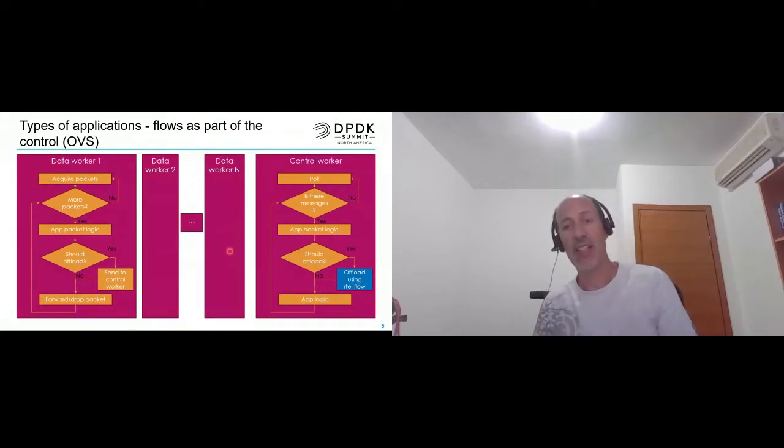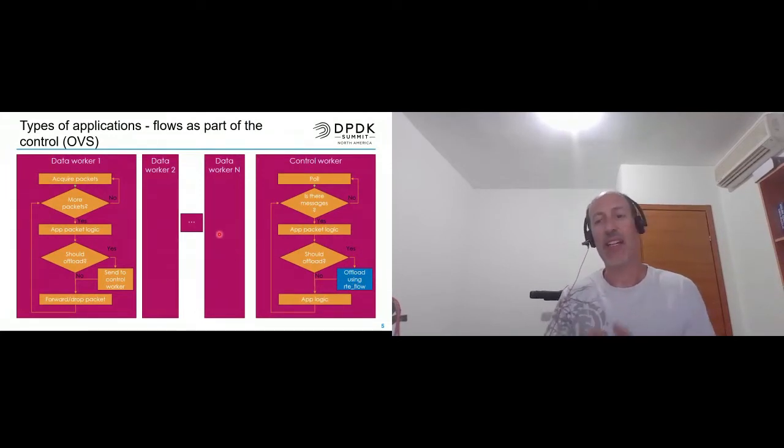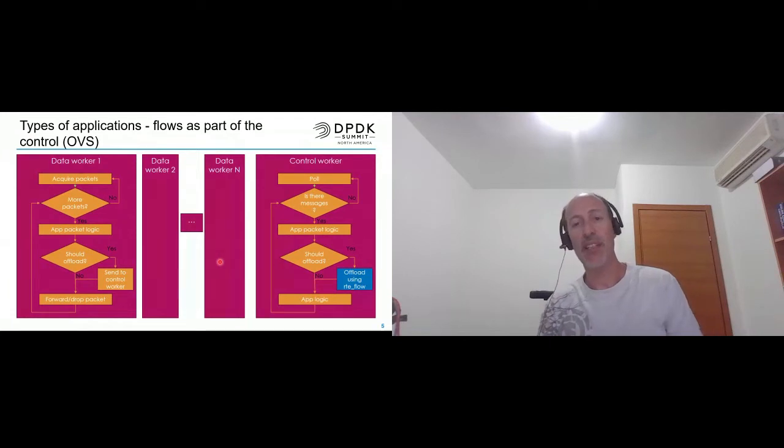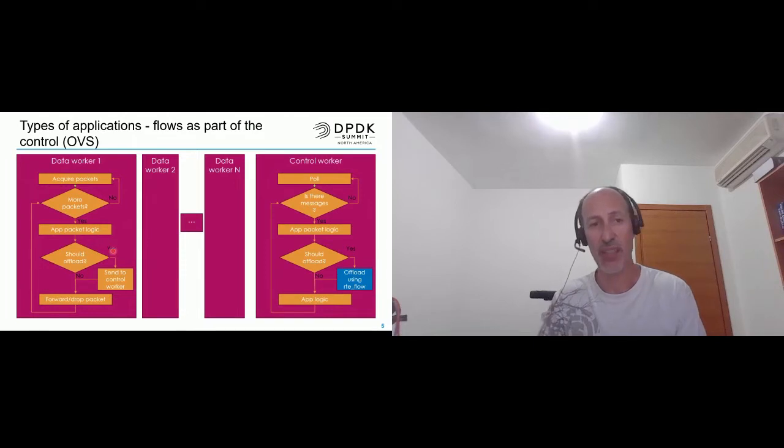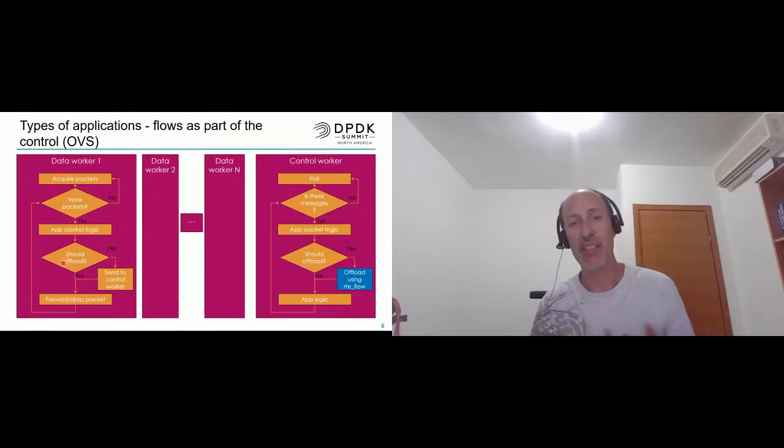So basically, in this case, as we can see, the RTE flow is really not part of the data path. It's part of the control path. The blocking here is not affecting the data worker. It's affecting the insertion rate and everything, but it doesn't affect the data worker itself. This is one use case, and this is what was in mind when the RTE flow was designed.